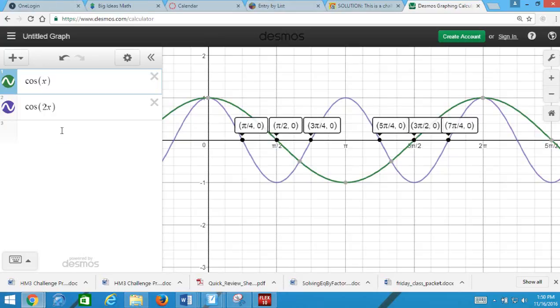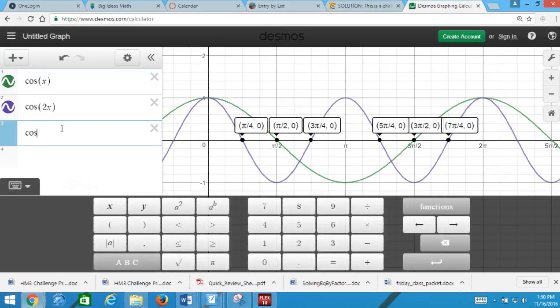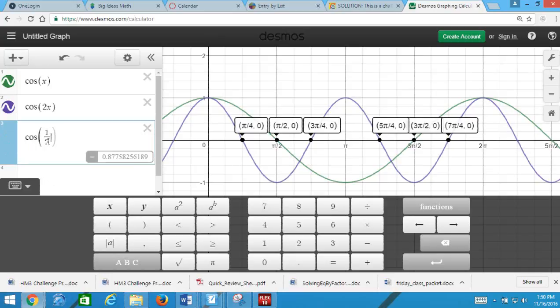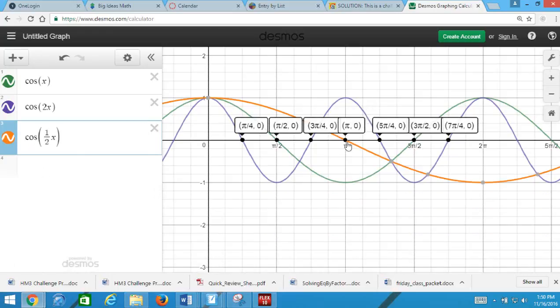Let's do the third one. Cosine half x. How many x-intercepts are there for cosine half x? There's just 1, where originally there was 2, but we stretched it out, now there's just only 1.